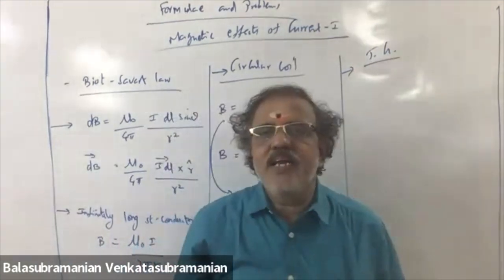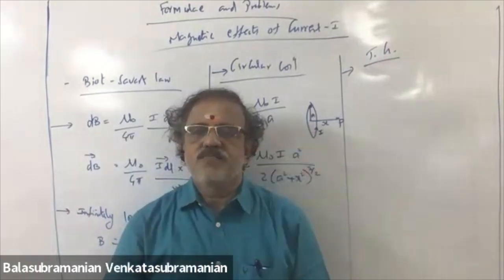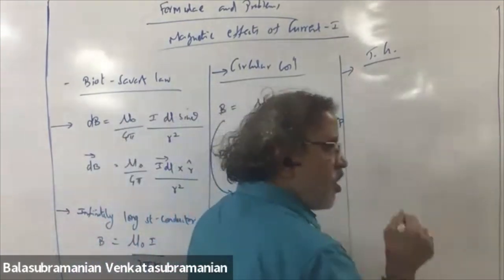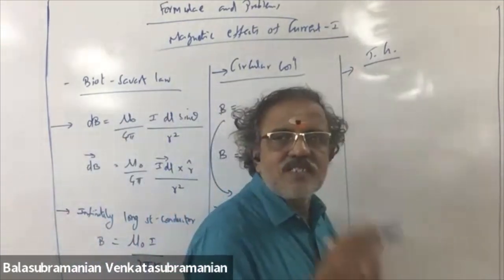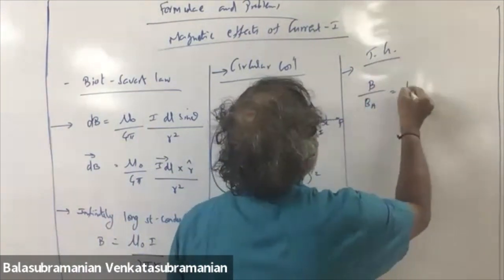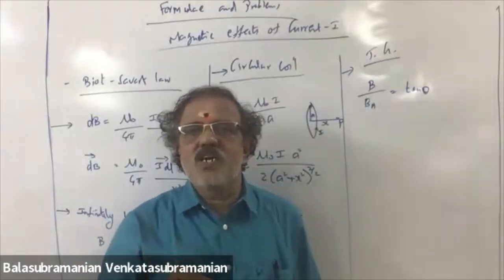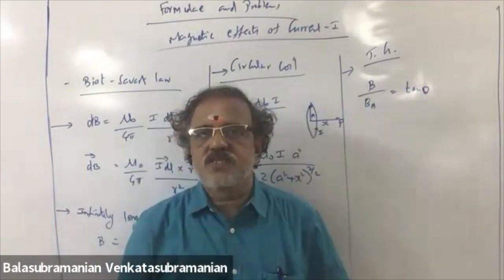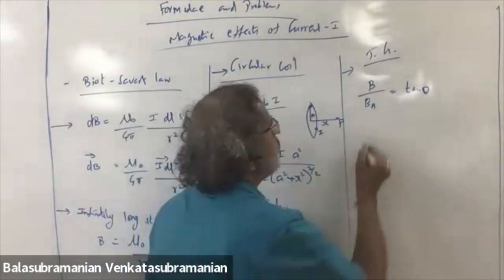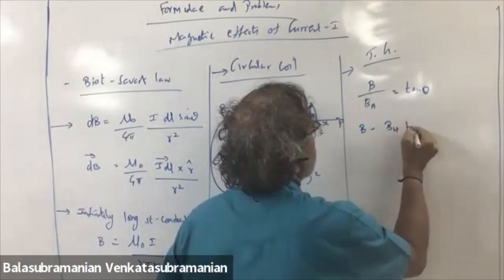When a magnetic needle is suspended between two crossed magnetic fields, the magnetic field due to the coil and the magnetic field due to the earth, the magnetic needle will come to rest in the direction of the resultant of both the fields. B by BH is equal to tan theta. B is equal to BH tan theta.